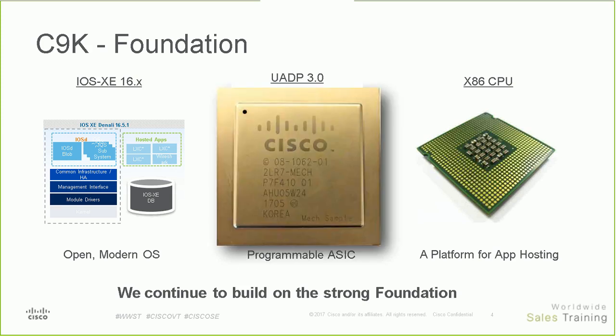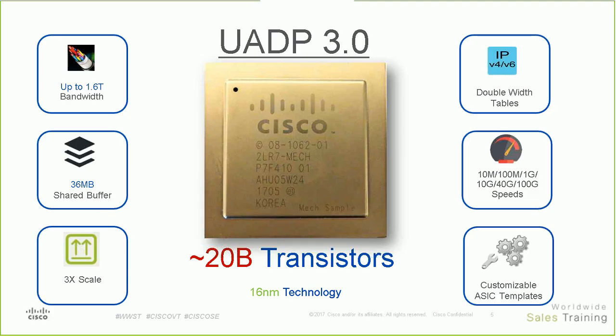UADP 3.0, well, basically, this is our next generation UADP ASIC. You know, we started with 1.0 with the first 3850 generation. We evolved to 2.0, now we have 3.0. Let me give some details. More transistors, much smaller transistors, so 16 nanometer technology, with a lot of information on the internet and in other Cisco Live presentations. Again, the smaller the better, in the case of ASICs, and less consumption, more power for the same space. Again, 20 billion transistors. This is huge.